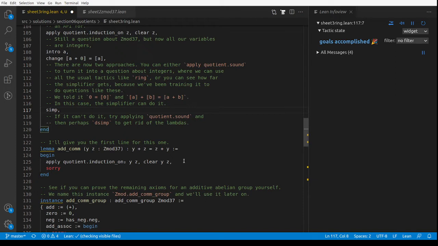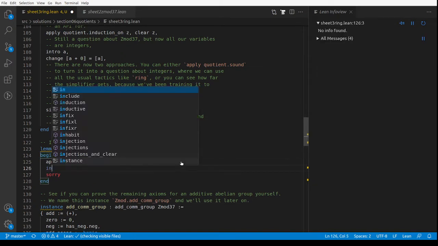But for add_comm, I think we might not be so lucky. So add_comm: y + z = z + y. It's the same strategy, right? This time you apply quotient induction on the second variable, you get that with slash 2.